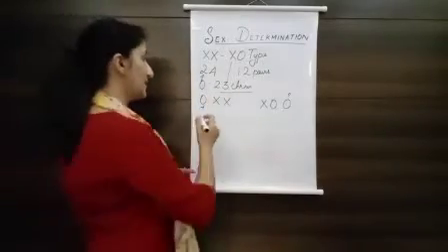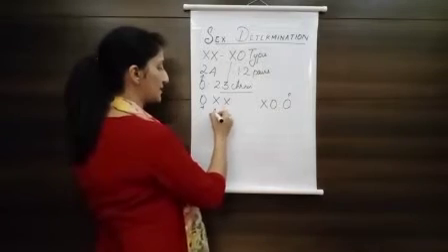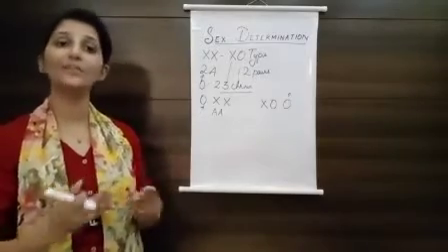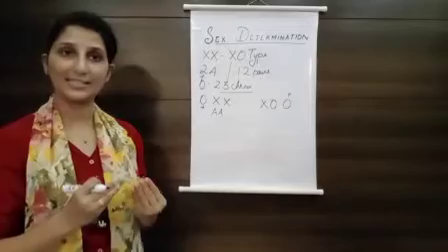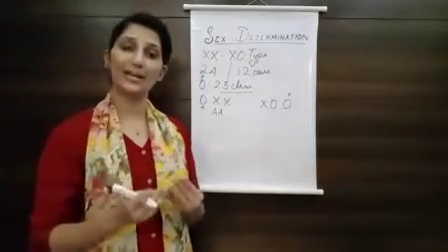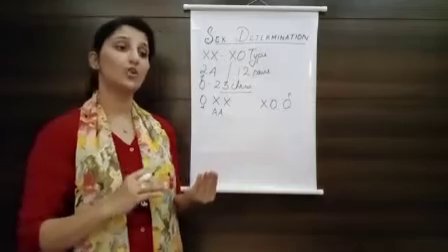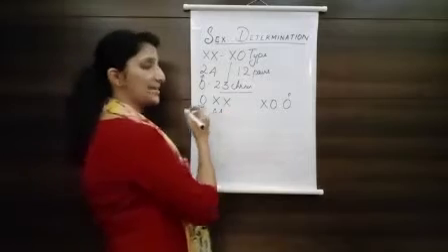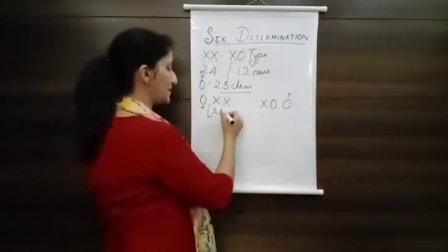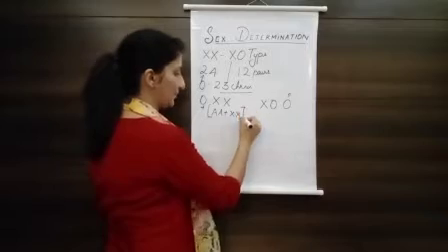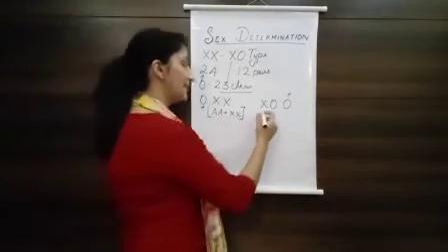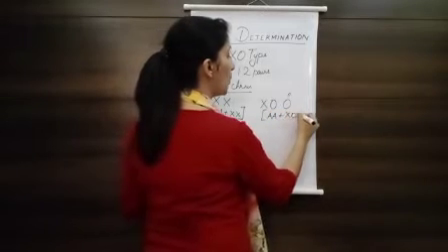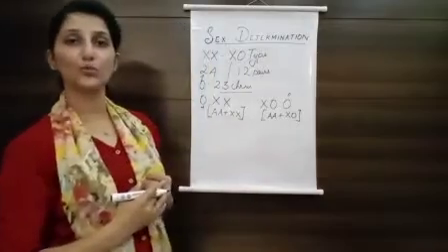The autosomes are represented as AA. What do you mean by autosomes? The chromosomes other than the chromosomes which determine sex. The chromosomes which determine sex are called the sex chromosomes, whereas the chromosomes which determine the other characters are called autosomes. So a female can be represented as AA plus XX. Is it clear? Whereas in males it is autosomes plus XO.